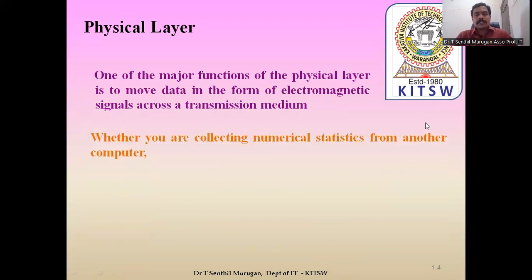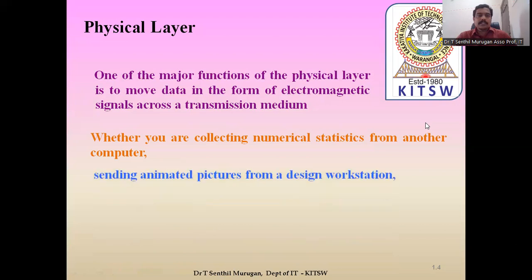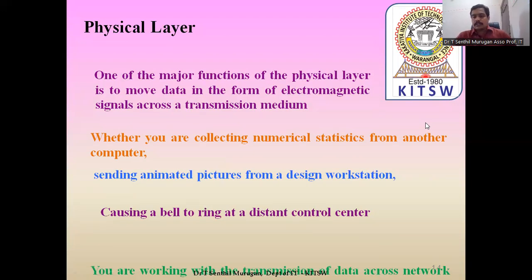Whether you are collecting numerical statistics from another computer, these are examples of how the data is transmitted. These are the examples of the physical layer. Sending an animated picture from the design workstation: if we are taking a photo, it will be an image. How we send the image in the transmission medium, that we are going to discuss. Causing a bell to ring at a distant control center: we are sending some information as a ring for the control centers.